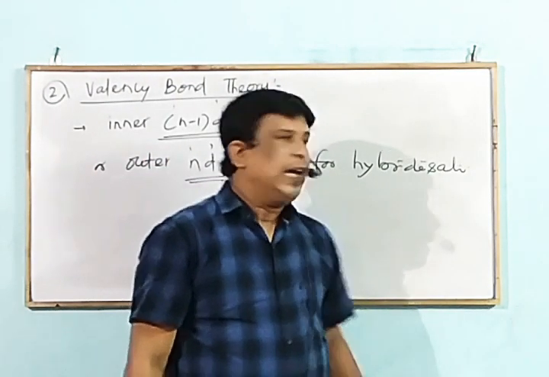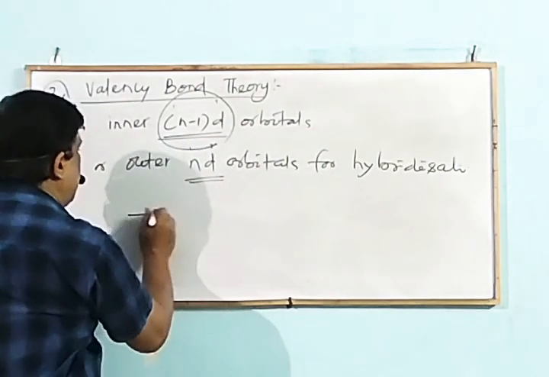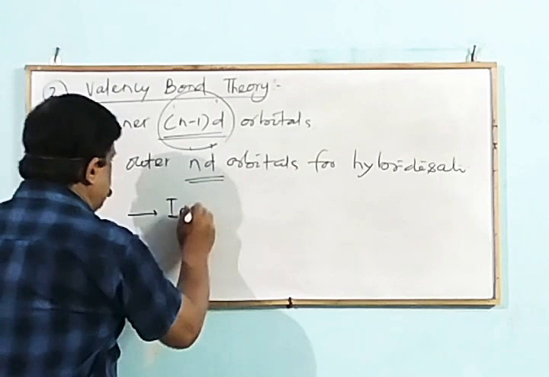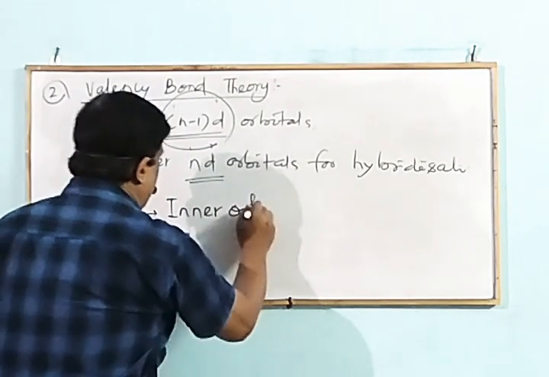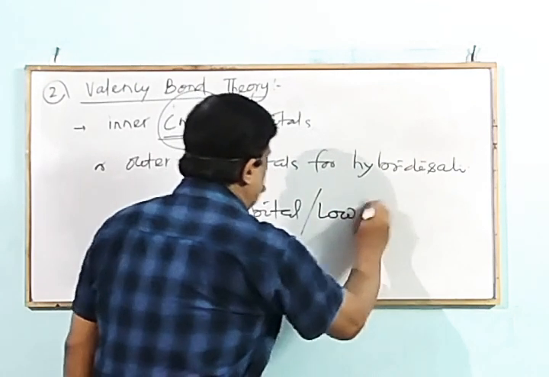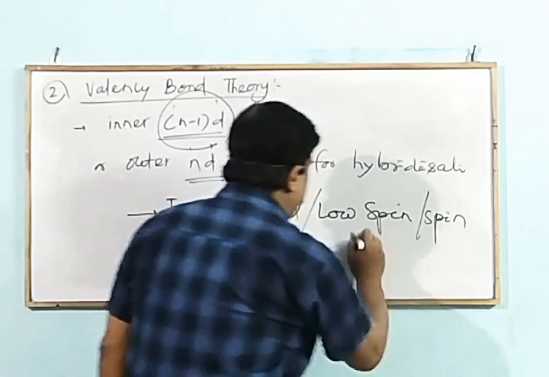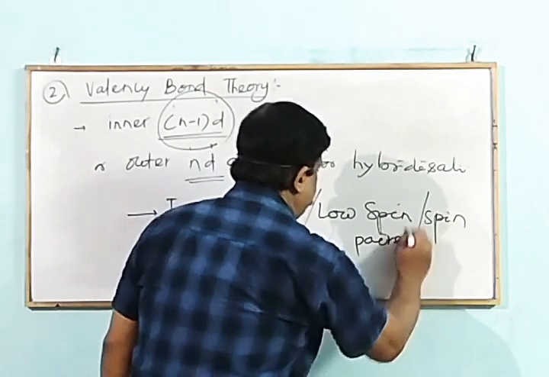Next point. If the central metal atom uses the inner (n-1)d orbital, then that type of complex is known as an inner orbital complex, or low spin complex, or spin-paired complex.